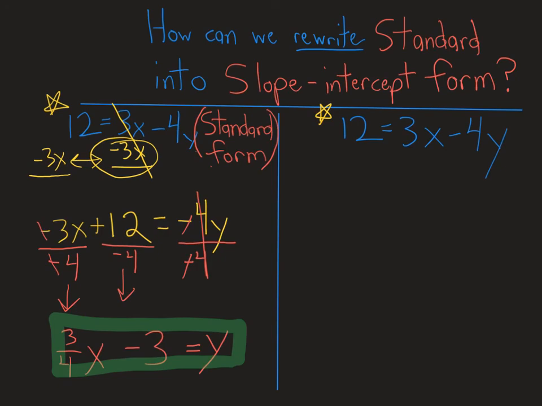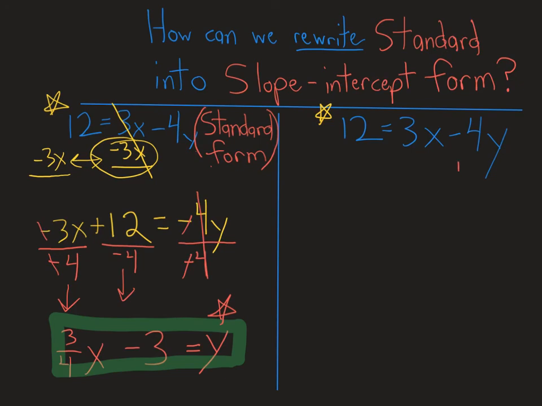Now, on the other side, I just wanted to point out, this may look a little foreign to some of you guys. All of our equations in slope-intercept form for this unit have had y over on the left. So y over on the right might look a little weird to you. So let's solve this other one. We're going to do it again.